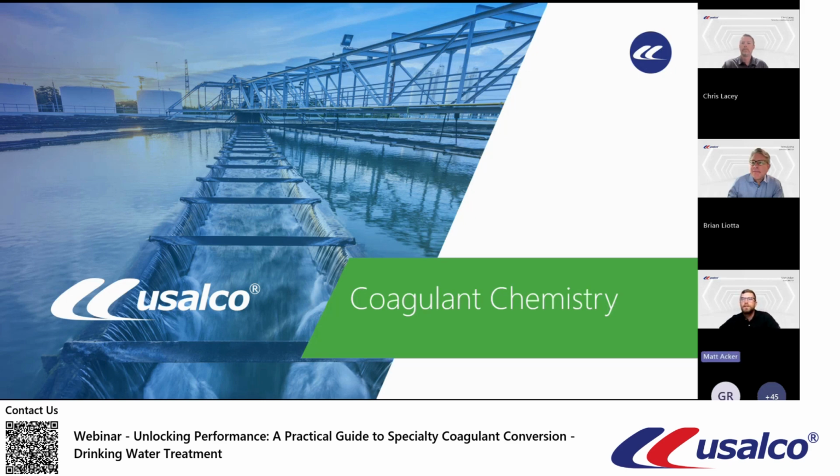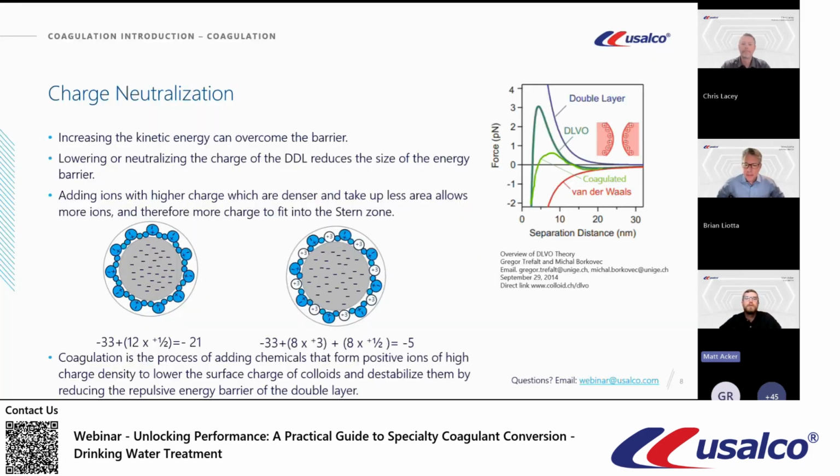Thanks, Brian, and thanks again, everyone, for joining. So getting into coagulant chemistry, what is coagulation? We're neutralizing the negatively charged particles in the water with positively charged coagulant. And we're looking to reduce the charge of the DDL, or the diffuse double layer, which then reduces the energy barrier. And that energy barrier is what we're trying to penetrate. So this process forms positive ions to lower the surface charge and destabilize the particles by reducing the repulsiveness of that double layer.